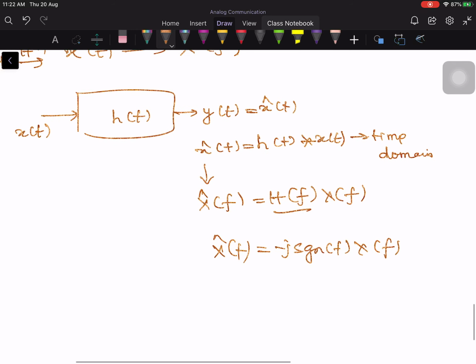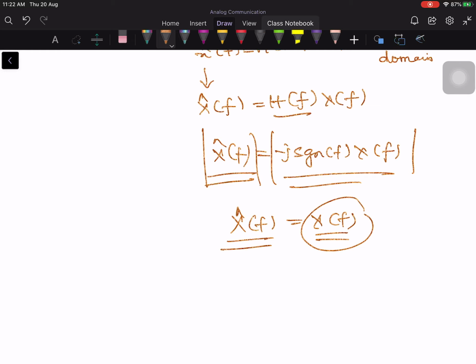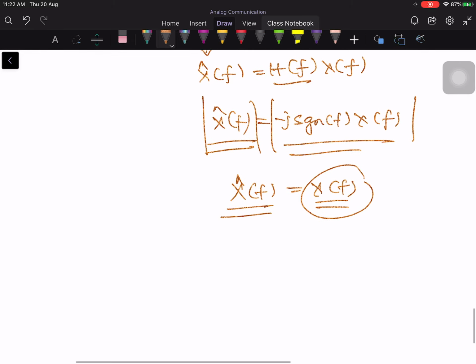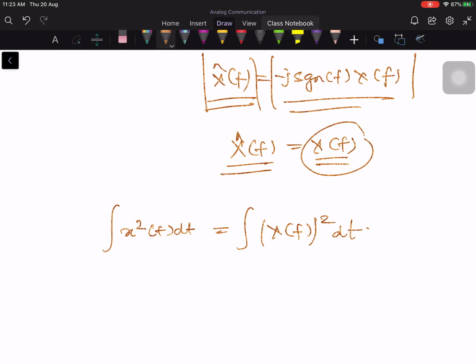Now you find the energy in the transform domain and in this domain also. If you take the magnitude here and here also, then the magnitude of x hat of f becomes the magnitude of x of f. Therefore, energy of x of f is the same as energy of x hat of f. Even if you take the Hilbert transform, the energy does not change. So from Parseval's theorem, the energy can be written in terms of the following relation: the integral of x square of t dt is equal to the integral of the square of X of f df. So this equality holds. Okay, this equation is the same for both energy of x of t and energy of x hat of t, because this I can write as x hat of t.